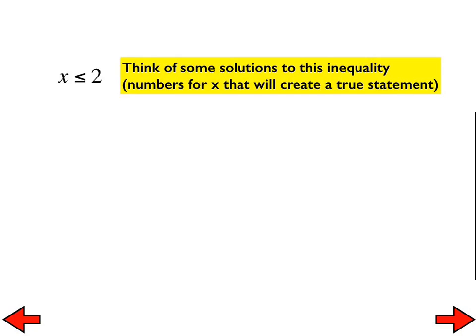All right, give me one number that will make a true statement. Negative 1 billion. I like that one. Give me another one. X equals 6? Using 2 for x? Yes, 2 is less than or equal to 2. Negative 1. One more. 0. So those are all numbers.